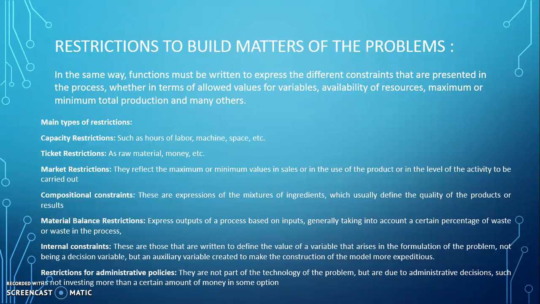Restrictions to build the parameters of the problem. Main types of restrictions: capacity restrictions, input restrictions, market restrictions, compositional constraints, material balance restrictions, internal constraints, and restrictions for administrative policy.